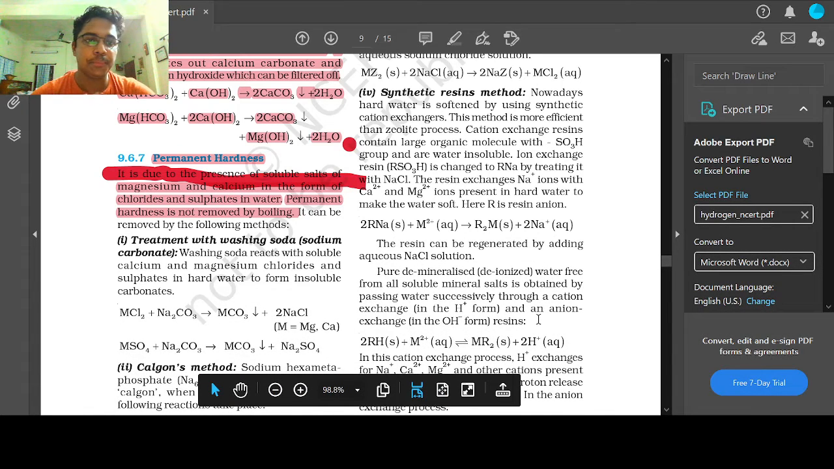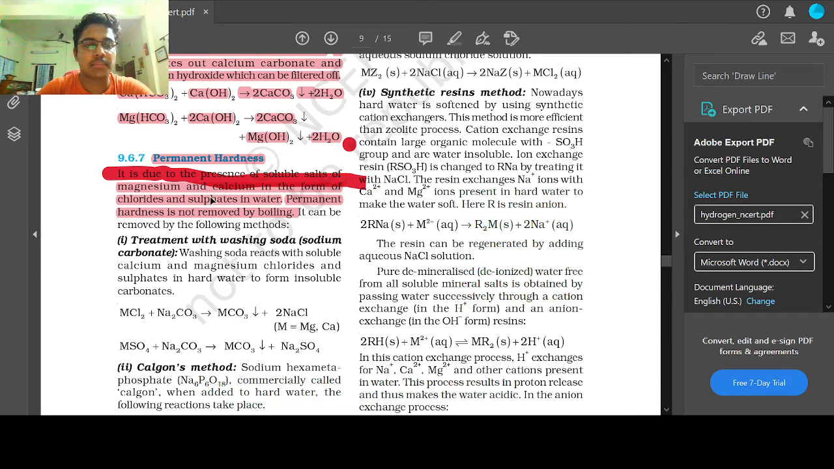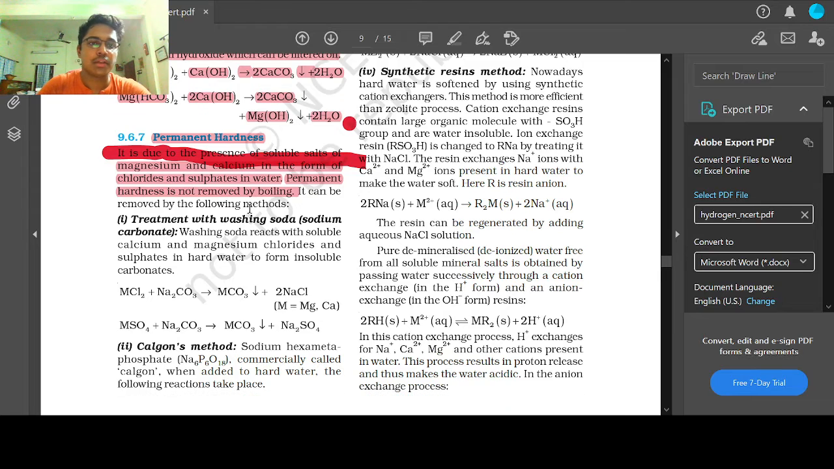Okay, so let us continue. Permanent hardness is due to the presence of soluble salts of magnesium and calcium in the form of chlorides and sulfates. Earlier we learned that temporary hardness was due to the presence of bicarbonates of calcium and magnesium, and now permanent hardness is due to chlorides and sulfates of magnesium and calcium. Permanent hardness cannot be removed by boiling, unlike temporary hardness.